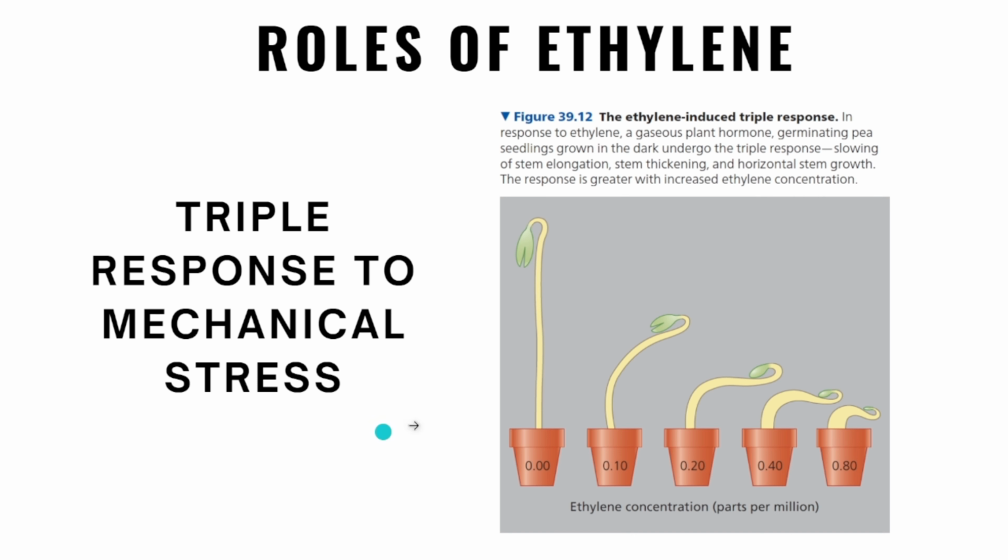Because they have three main responses. The first response is it can slow down the stem elongation. Second one is enhance the stem thickening, make the stem thicker. Third one is horizontal stem growth, so it goes horizontal instead of vertical. This response is greater with increased ethylene concentration. So this is one of the effects of the ethylene. If you apply too high a concentration of ethylene, it will produce this kind of effect.